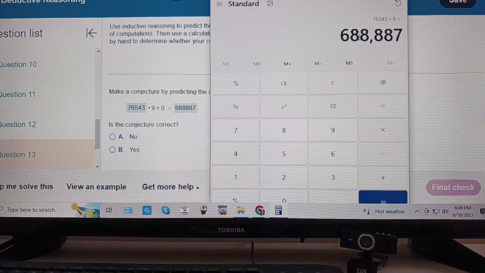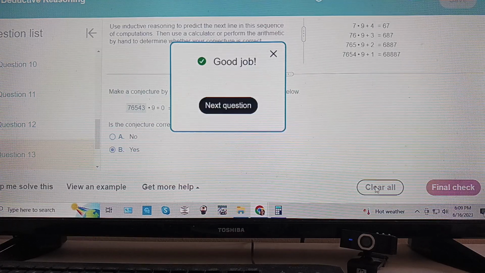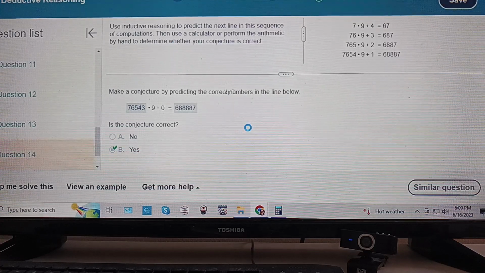688887, 688887. So that is a pattern that just keeps producing. It's kind of weird how it produces a pattern in the numbers, but then it's also true mathematically that these two things are equal to each other.